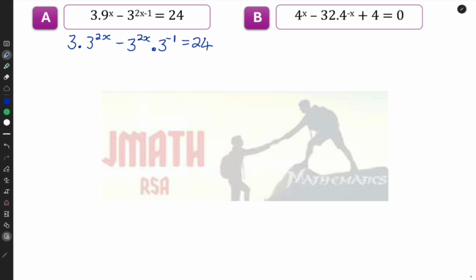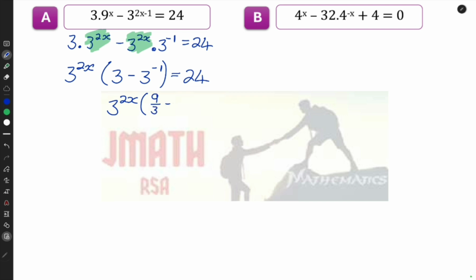Okay, now I can see this is actually a common factor sum, because now the exponents are not double. It's actually similar. So I can just take out 3 to the power 2x. I'm going to be left with 3 minus 3 to the power minus 1 equals 24. Okay, so you can now type this just on the calculator, say 24 divided by that bracket, or we can do a bit of mental math. So if I do the LCD in this case, I can say this is 9 over 3 minus, remember, if you have a negative exponent, it makes it a fraction, minus 1 over 3 equals 24.